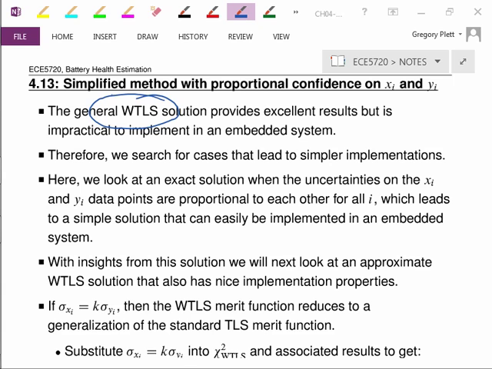There is a special case to the weighted total least squares solution. We can find an exact solution when the uncertainties on the x measurements and the y measurements are proportional to each other for all i, with the same constant of proportionality. If we make that assumption, that's going to give us a solution that's quite simple to implement in our embedded system. That's our focus in this section, and then in the next section we generalize that a little bit more.